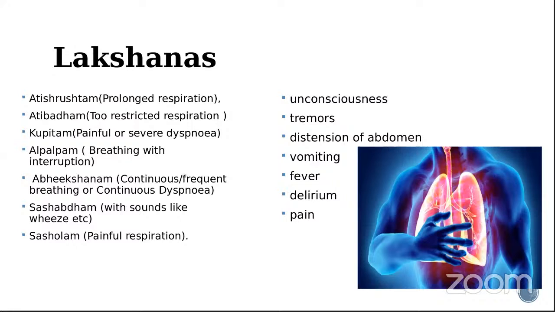Kupitam, some kind of vitiation. We can take it as pain or severe breathing difficulty. The fourth one is Alpa. You will be breathing, but that breathing will be with interruptions, an interrupted breathing pattern. Next is Abhikshanam. We can take it as a continuous breathing difficulty. The person will be having frequent breaths, but again there will be severe difficulty in that. Next is Sashabdam.